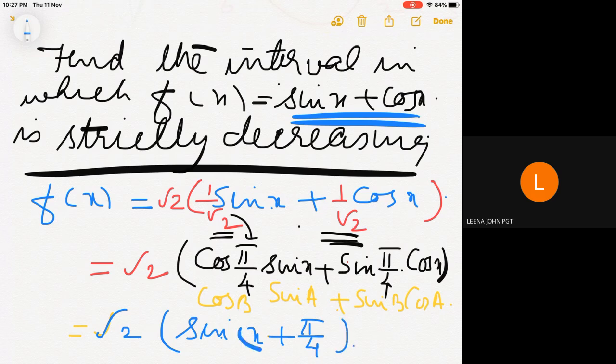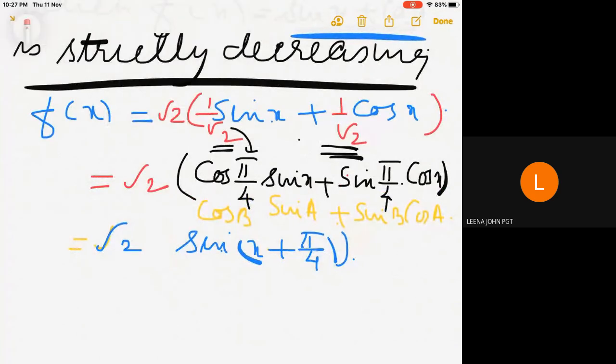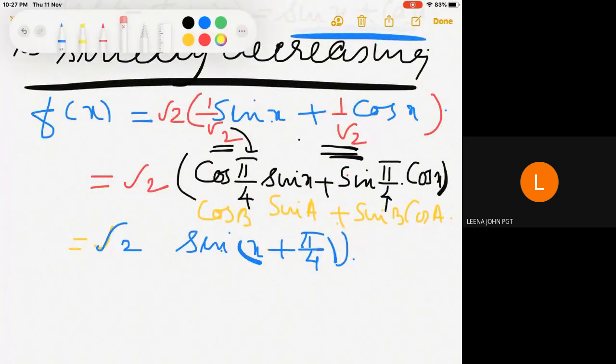So we have got a single function which is of sine. Now how will the graph come? Here the period will be the same because the coefficient of x is 1 only. If the coefficient of x is 2, then the period would have been divided by 2. If the coefficient of x is 3, then the period would have been divided by 3 from the normal period.